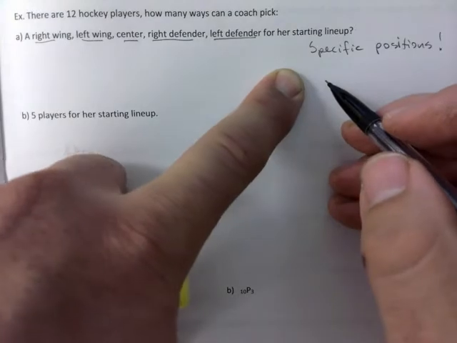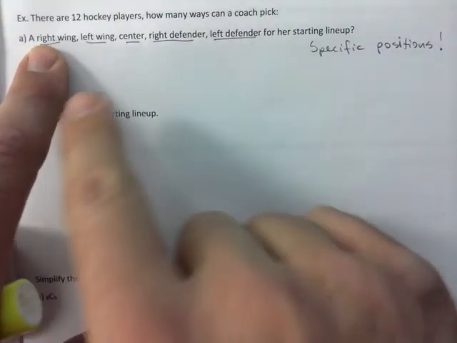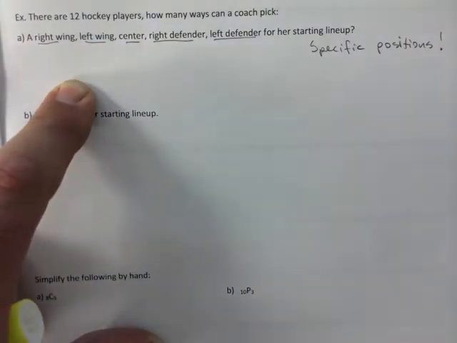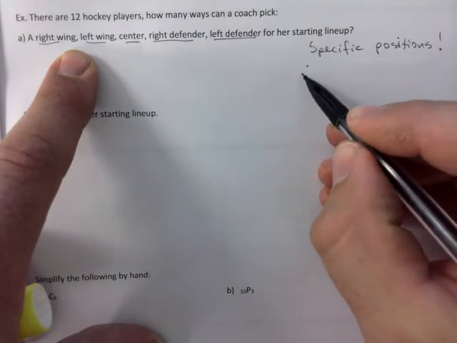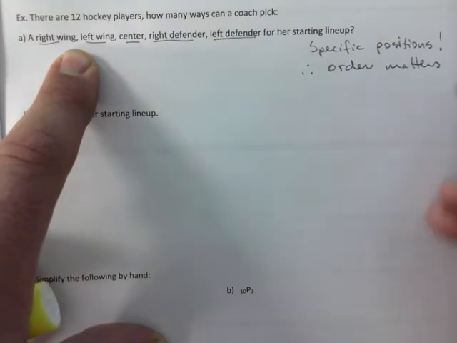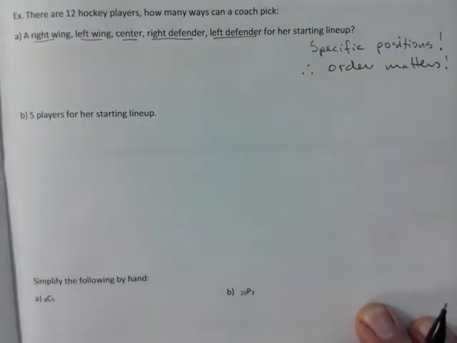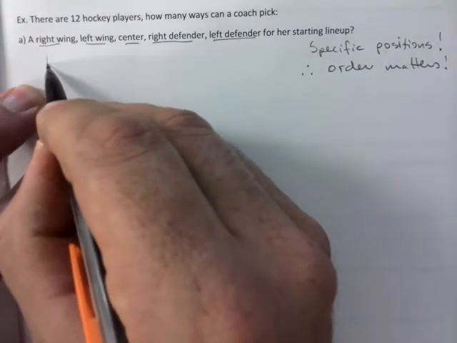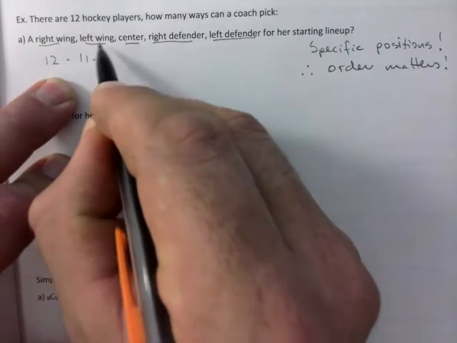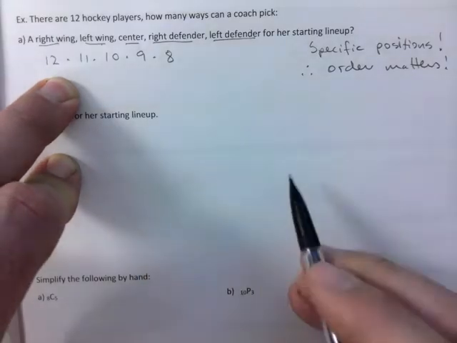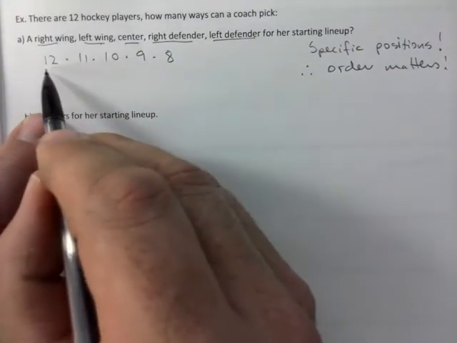Does order matter? I will say yes, right? If you pick John to be the right wing or John to be the left wing, it's a different lineup. So specific position is telling you that order matters. Another scenario would be president, vice president, secretary, treasurer. Those are specific positions, so that's definitely order matters. So here we go. You have 12 for the right wing, 11 left for left wing, center, right defender, left defender.